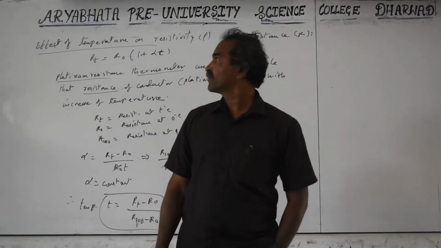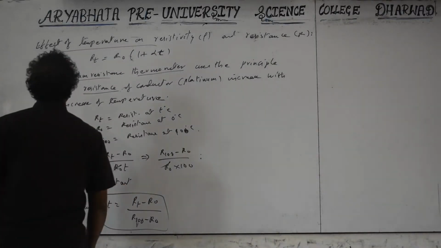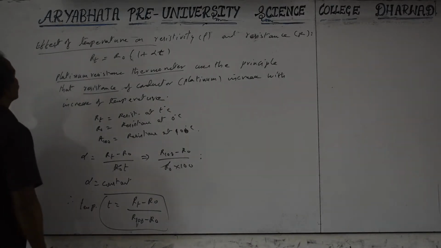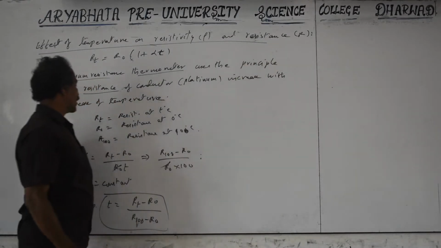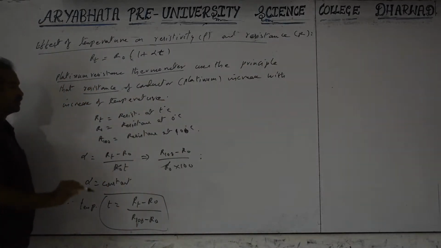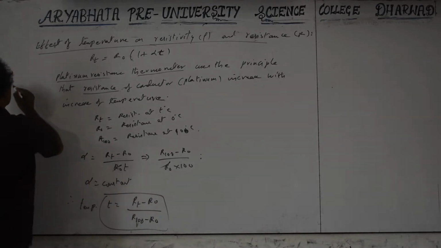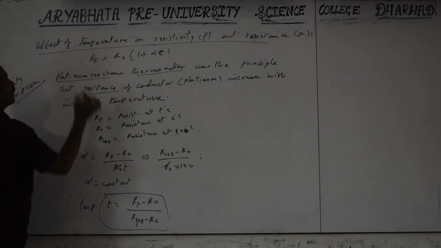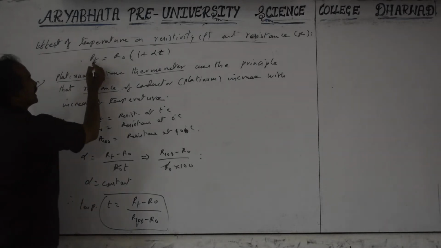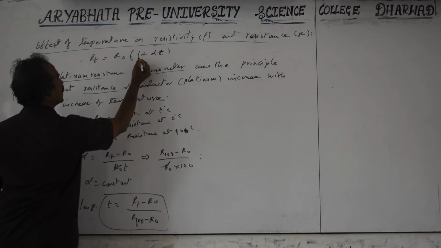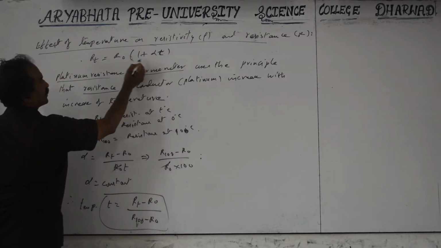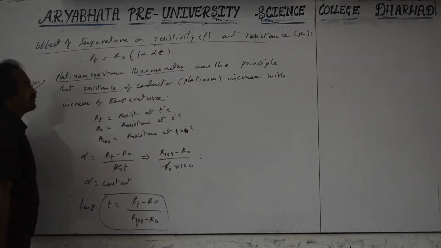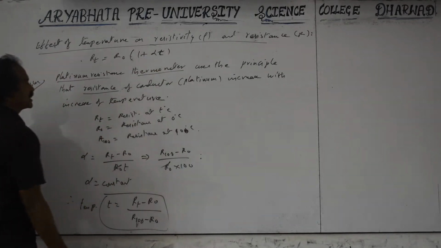Good morning, students. We continue with this topic, the effect of temperature on resistivity and resistance. What I will discuss now relates only to problems. This formula is only for numericals. This formula we have already discussed: resistance at T degree centigrade equals resistance at 0 degree centigrade into 1 plus alpha into (T2 minus T1), which means T minus 0, that is T only. Alpha is the temperature coefficient of resistivity, also called the temperature coefficient of resistance, one and the same.